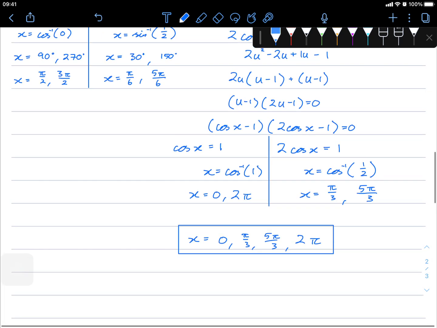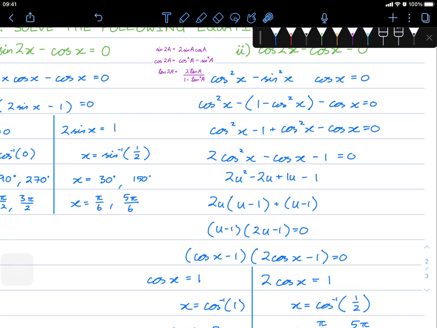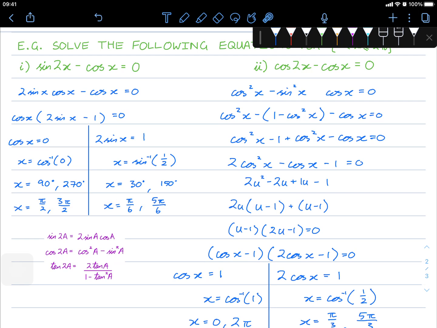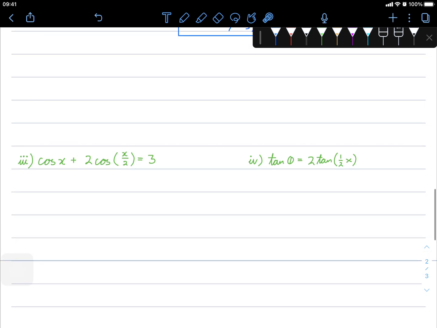So I hope that gave you an insight into trigonometric equations, but more so how we could apply these trig identities to solve these trig equations. Hope to see you in the next video where we tackle these last two examples.